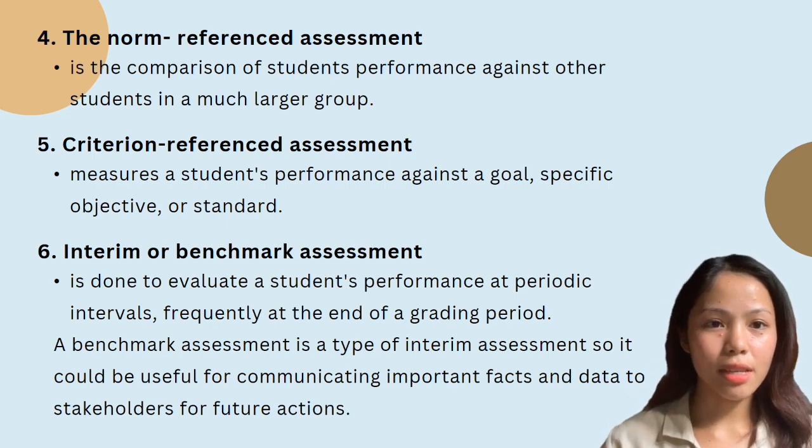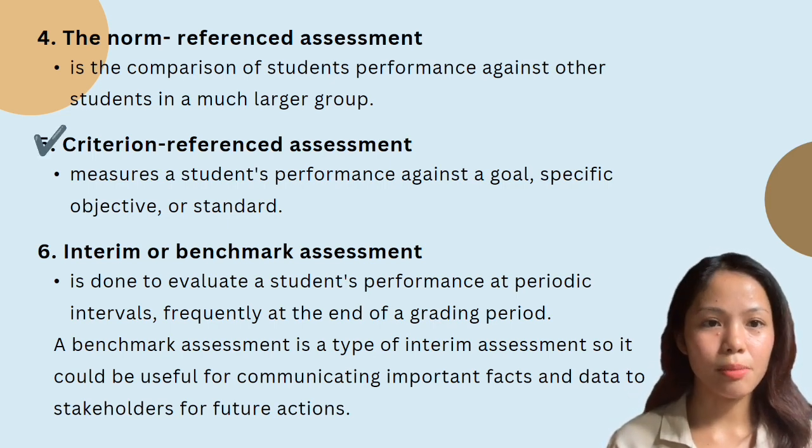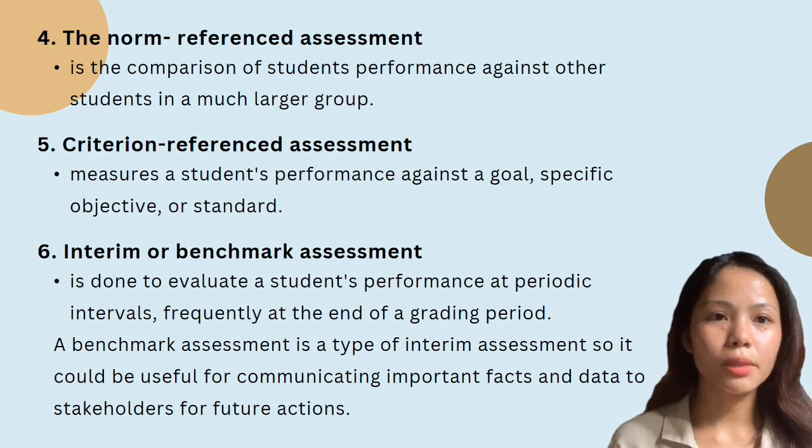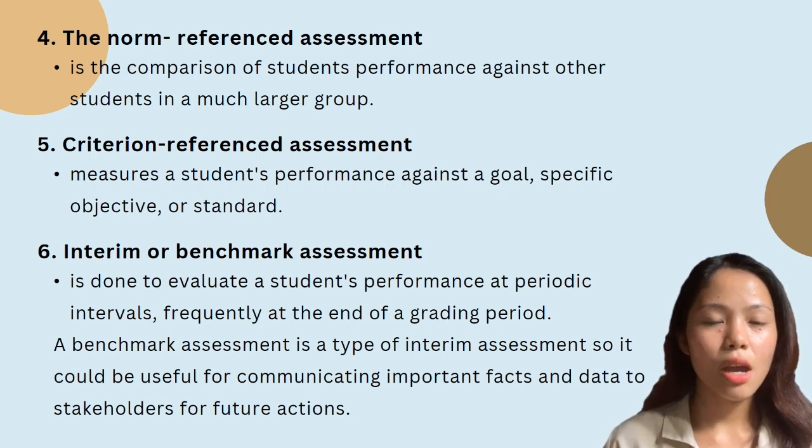The next type of assessment is criterion reference assessment. This type of assessment is used to measure the student's performance with respect to some particular goal, specific objective, or standard. An example of this type of assessment is when the teacher provides students an essay activity where the teacher presents the criteria that the students will use as a guide to deliver their essay effectively.